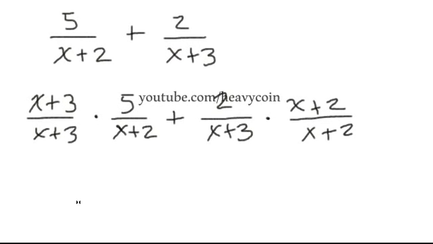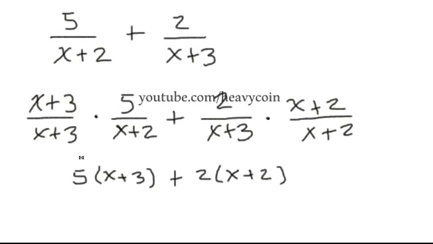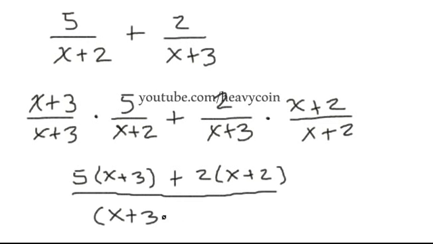Well, what we have now is 5, and I'm going to bring this 5 to this side over here, x plus 3 plus 2 times x plus 2, and we have x plus 3 times x plus 2 in the denominator. So you see we have a common denominator. So I'm going to write that common denominator down here.